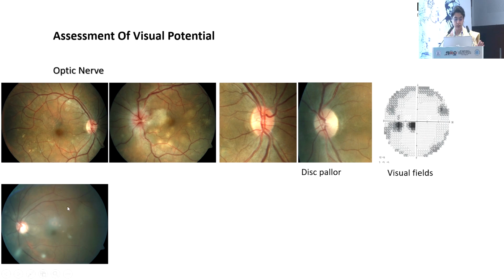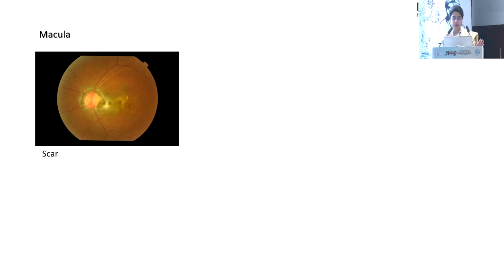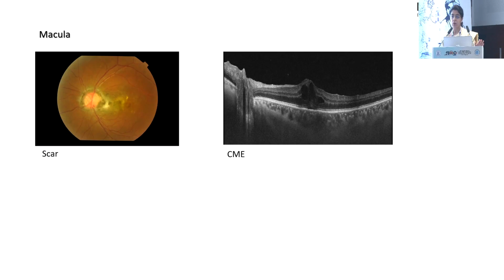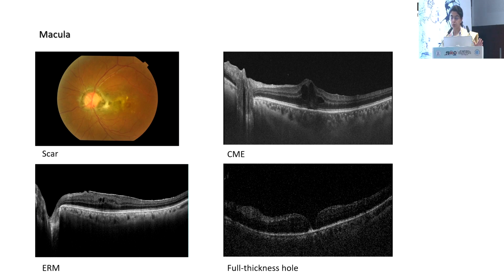This is another case of intermediate uveitis, and while we are busy looking at the snowballs, we might miss the glaucomatous disc here. So get a fields done, and before planning surgery, all this has to be informed to the patient. Pupillary response and color vision should be checked, especially if the patient is on anti-TB therapy. Assess the macula, look for scar. Wherever possible, get an OCT done. Look for a CME, ERM, and you might even see a full-thickness macular hole in these eyes.